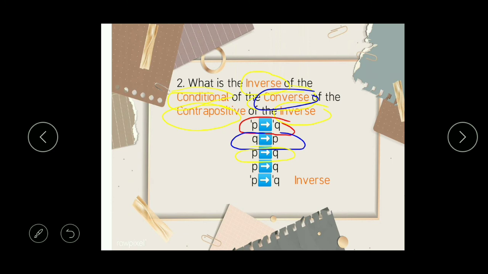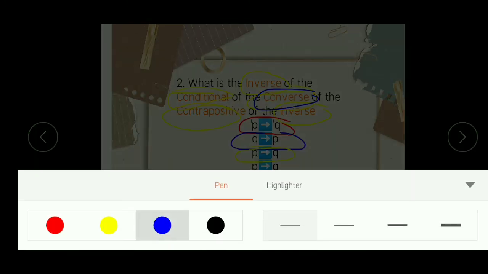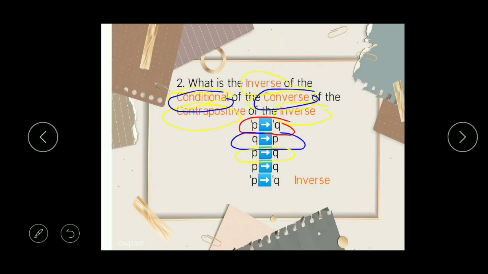Now we will find the conditional. What do we do to our statement to make it a conditional statement? We just copy the foundation, because in the conditional statement we should not do anything. We should not exchange, and we should not put a negation, just copy it. So we copy our P and Q here, and we already have a new foundation, which is if P then Q.